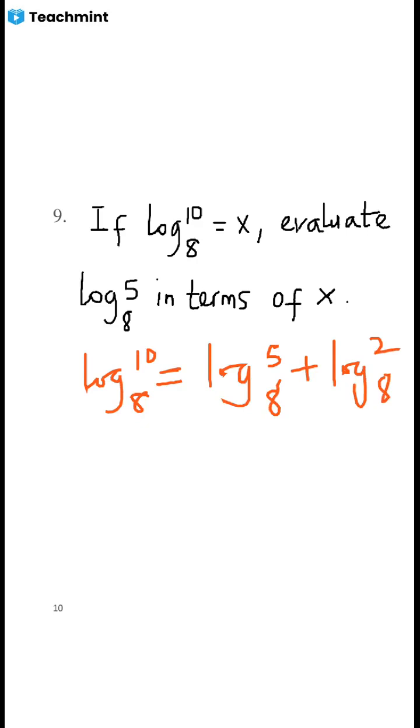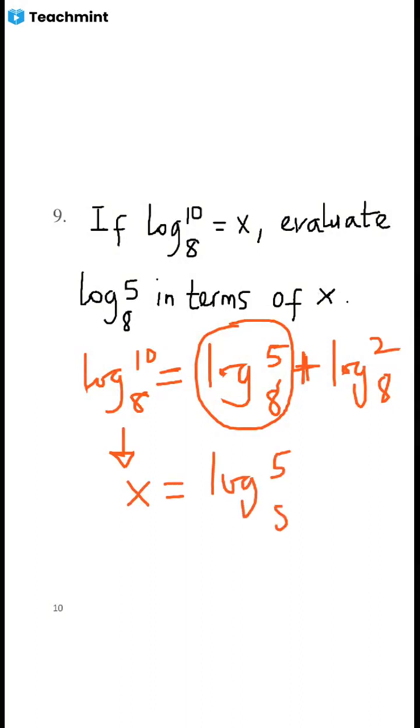How did I do that? Because I know that addition will make the numbers at the top multiply. 5 times 2, that's what? 10. So we're going to get log 10 base 8 back. So this is it. And look at it here. They want me to find this one now, and they already told me that this one is x. So x equals log 5 base 8 plus, how do you solve this one?